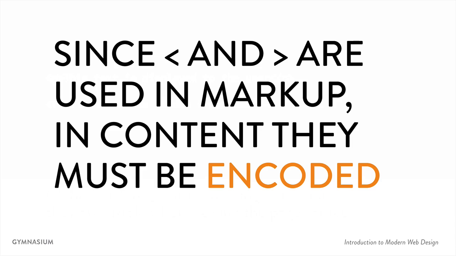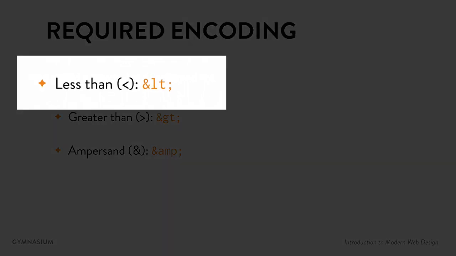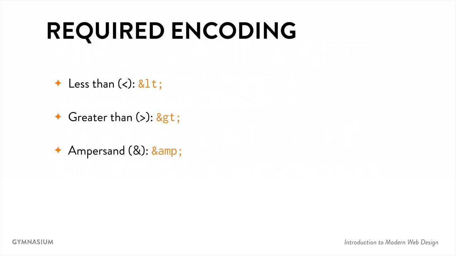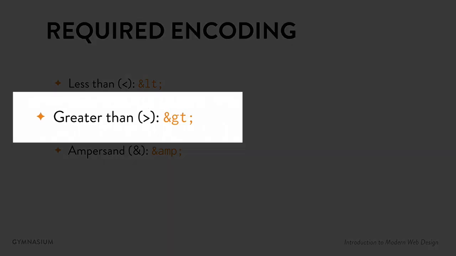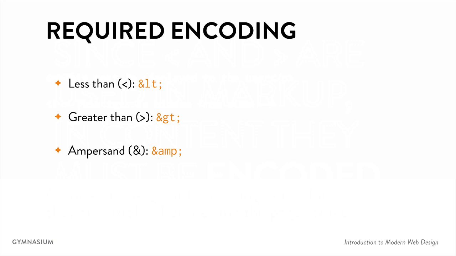Character encoding in HTML is accomplished using the ampersand and semicolon characters with text in between. So here you see the ampersand LT semicolon for the less than symbol, the ampersand GT semicolon for the greater than symbol, and the ampersand amp semicolon for the ampersand itself. Because ampersands are used to kick off an encoded character, we need to encode that character as well.